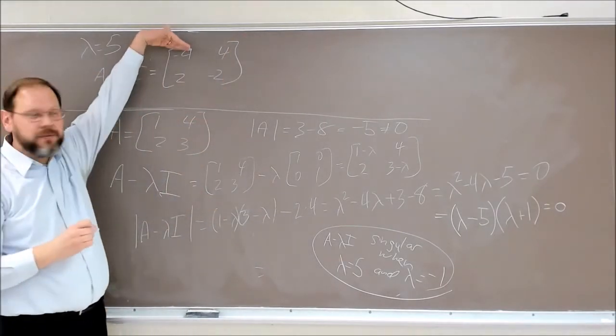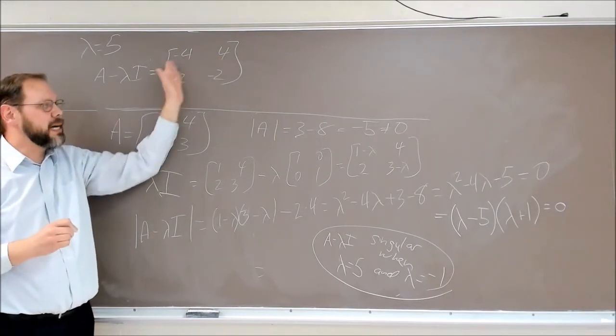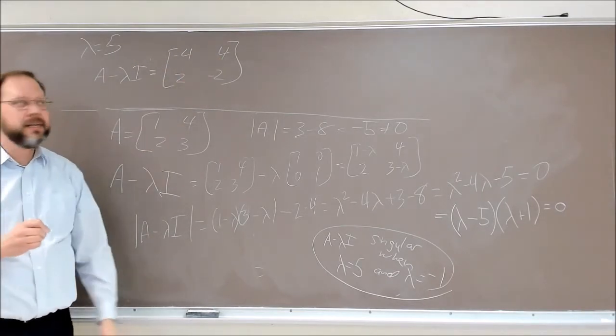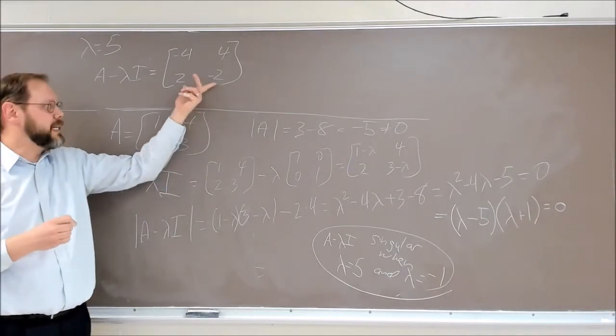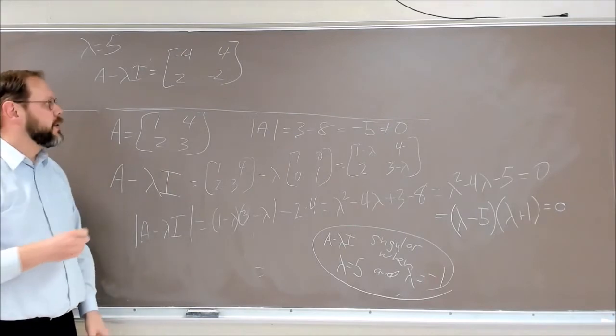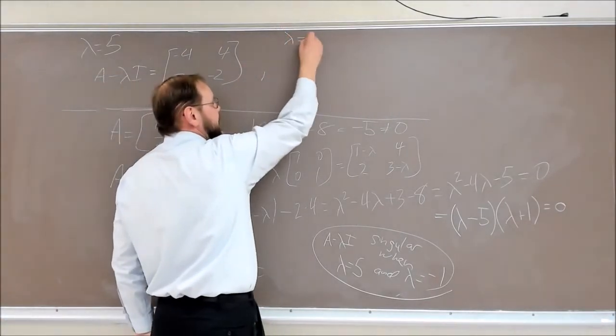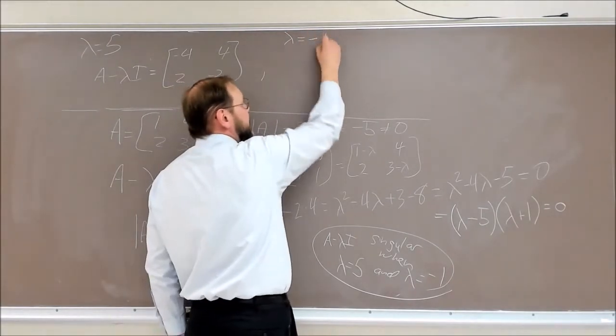And I can see the first row is a multiple of the second row. The first column is a multiple of the second column. Yes, it will absolutely be singular. The determinant of this matrix is equal to 0 now. That is correct. And then for lambda equal to, what did we say, negative 1?